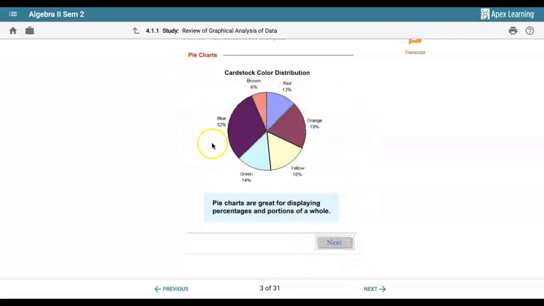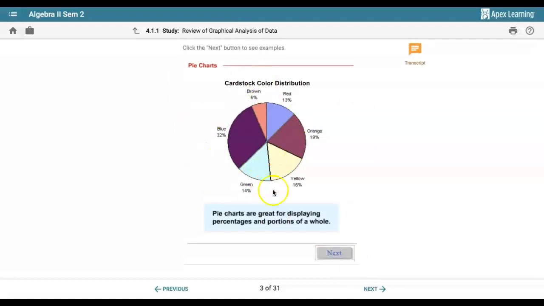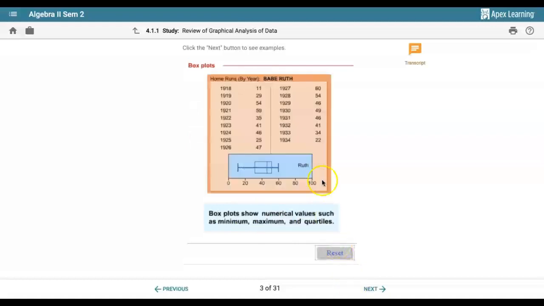Okay. If we look at pie charts here, all right, pie charts are great for showing things as portions of a whole, right? So these are showing portions of a whole. All right, that's where it's taking away from another if it gets larger.